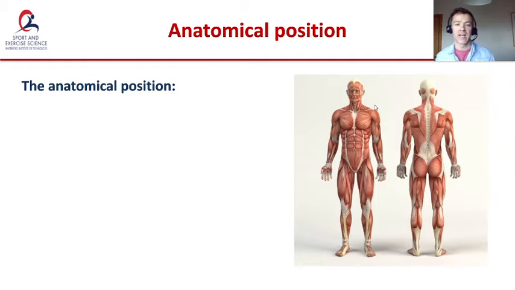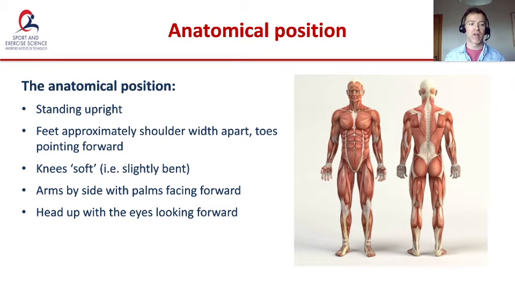So first of all, the anatomical position. What is it and why is it important? The anatomical position describes a reference position for the body. It's described as standing upright with the feet approximately shoulder width apart and the toes pointing forwards. The knees are soft, slightly bent. Arms are by the side with the palms facing forward. The head is up with the eyes looking forwards.